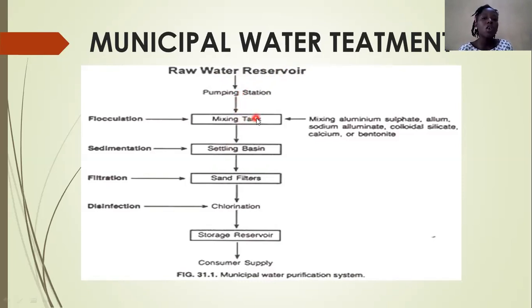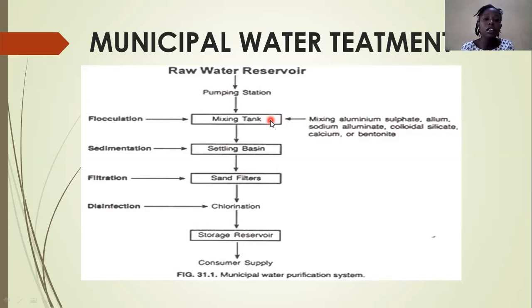Then you have what is called a mixing tank. Now, a mixing tank is a big tank where you do mixing with aluminium sulfate, alum, sodium aluminate, colloidal sulfate, calcium, or bentonite. These are substances that are put into the water so that those wastes that are inside the water will form big clumps. That is the process by which, when these substances are put into this water, it mixes with them and forms big clumps, and that process is known as flocculation.